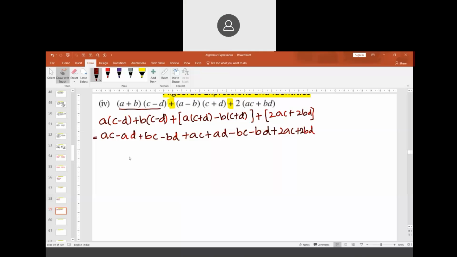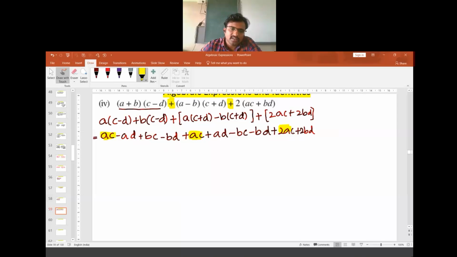When we add, we get some 4 AC. There are 1, 2, 3 like terms. AC is cancelled. Let me highlight this. AC, there is one more AC. Totally, 4 times of 2AC, ACs are present. 4 AC is the answer, equal to 4 times AC. All others get cancelled.